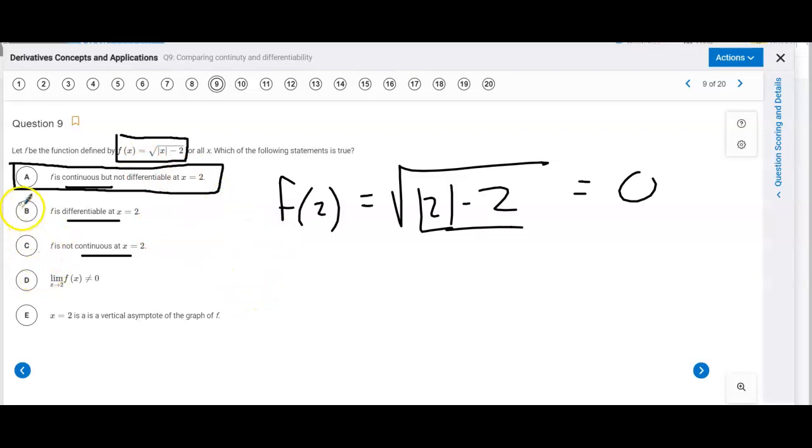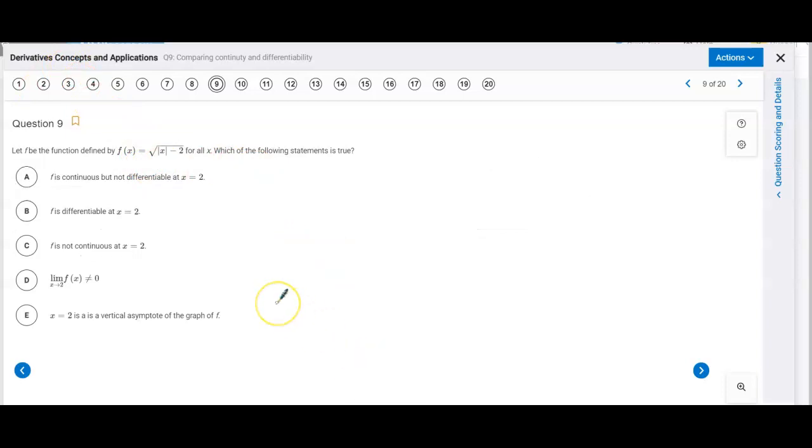Is it differentiable at 2? Well, for that we're going to need to find the derivative. Now this is going to be a chain rule, okay? And you have to remember a couple of rules here. Let me review a couple of rules with you really quick. First of all, if you have a square root, and you want to find its derivative, then you basically just do 1 over 2 and put that square root in the bottom, and that's the derivative.